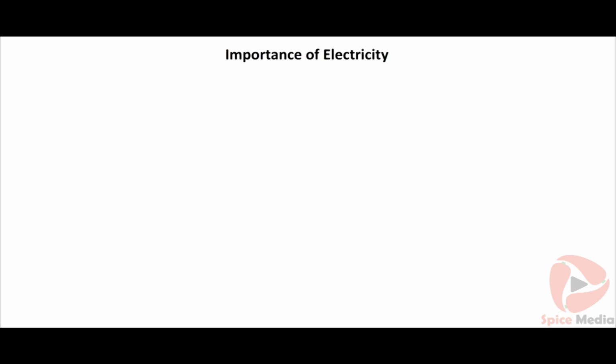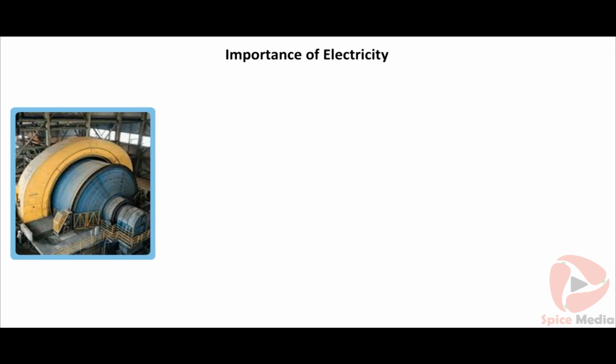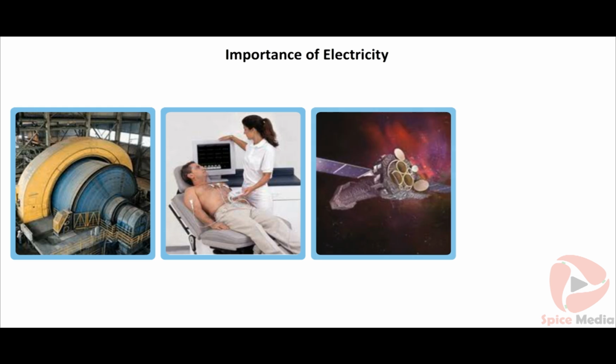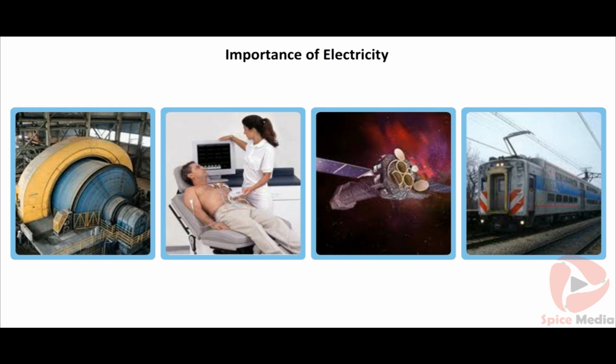The invention of electricity makes human life in the world more comfortable in all aspects. Electricity is used to operate not only the home appliances but also the industrial machines, medical instruments, spacecrafts, and so on. It is very important to learn about electricity and its utility. In this chapter, we will discuss electricity and its applications.